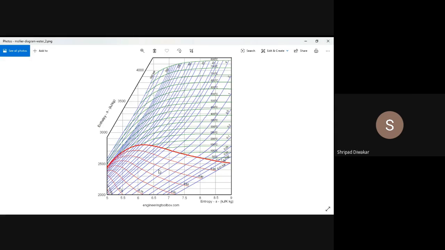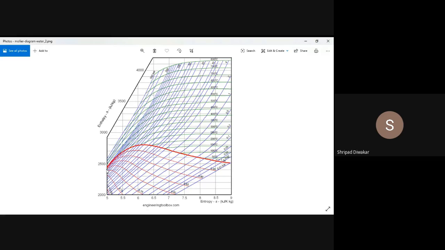Keep the scale, draw the vertical line and locate the point 2, and then just come left. This is your 2400 kilojoules per kg. Very simple. You have to locate H1 and H2. That's it. Otherwise you can find out from your steam table also. That is also possible as I shared.